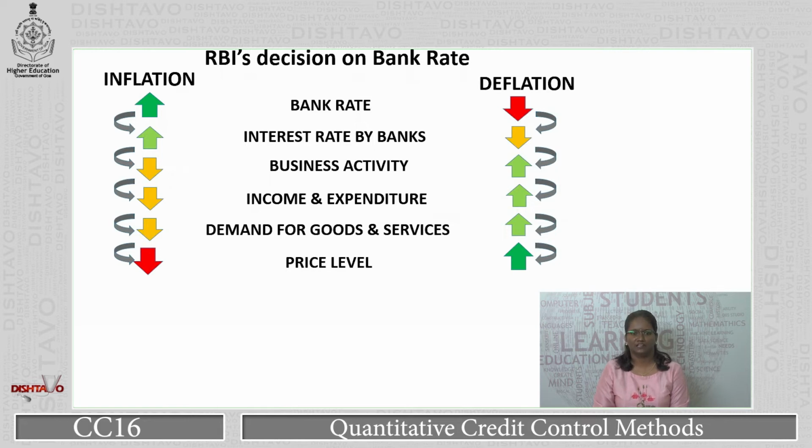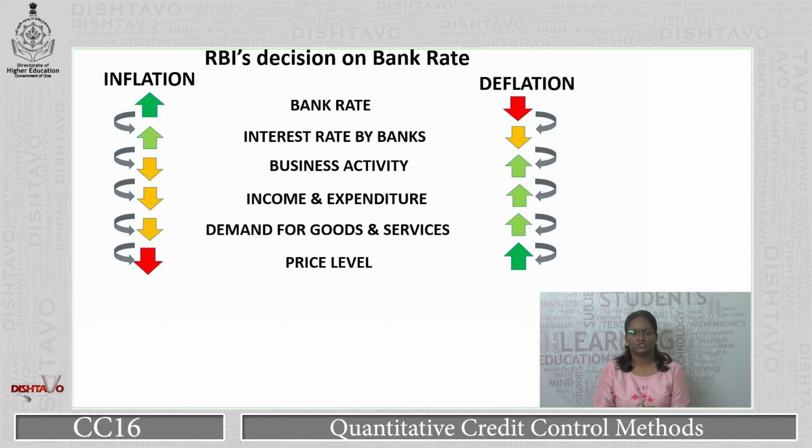In case there is inflation, that is, more money supply in the economy, then to curb that, RBI will increase the bank rate, which will result in an increase in interest rate by banks. This will decrease the business activity because fewer loans will be availed by the business people. And when there is a decline in business activity, income and expenditure will fall in the economy, which will also reduce the demand for goods and services. As a result, price level will be under control.